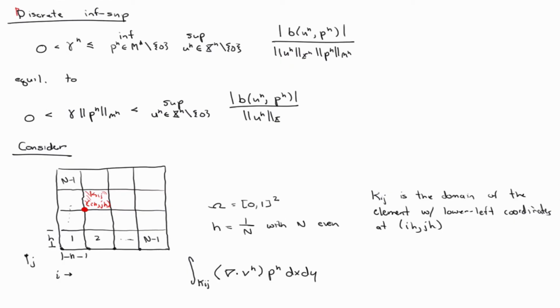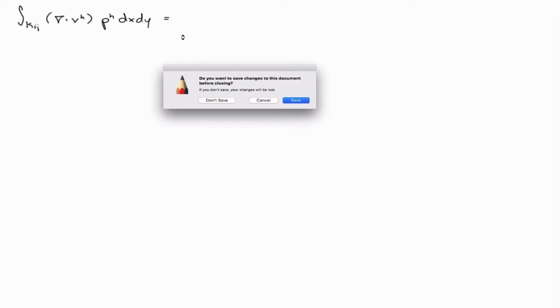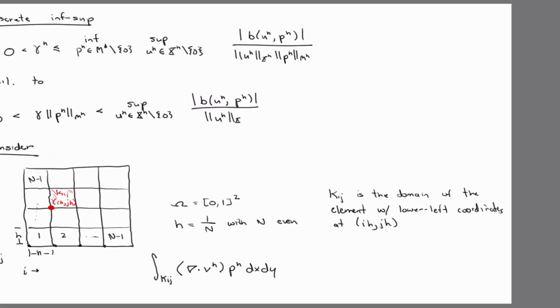All right, well, I'm just going to start on the next page. So I'll rewrite that. We're going to look at the integral over the domain Kij of the divergence of V_h, p_h, dx dy. Right. Oh, I guess I didn't define it, I have to choose a finite dimensional subspace. So the finite dimensional subspace we're going to choose, we'll go back to the other slide where I defined everything.